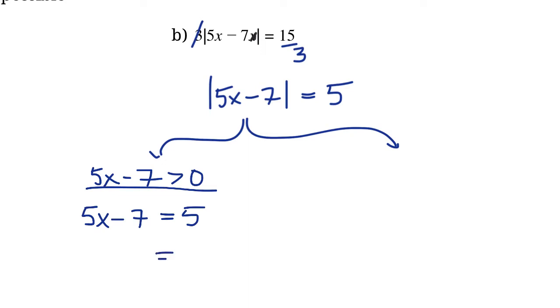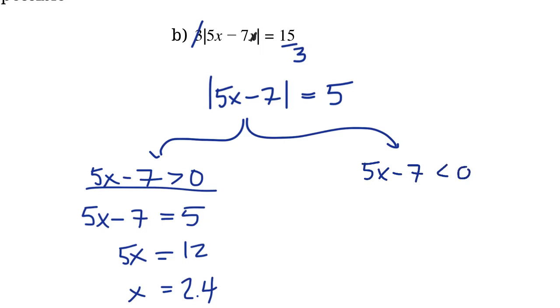So that's going to come out to 12 equals 5x. So x is just going to equal 2.4. So that's the answer to the positive side of this. But what happens if this thing in the brackets, or in the absolute value, is negative? So that happens when 5x minus 7 is less than 0, right? When that thing is negative.